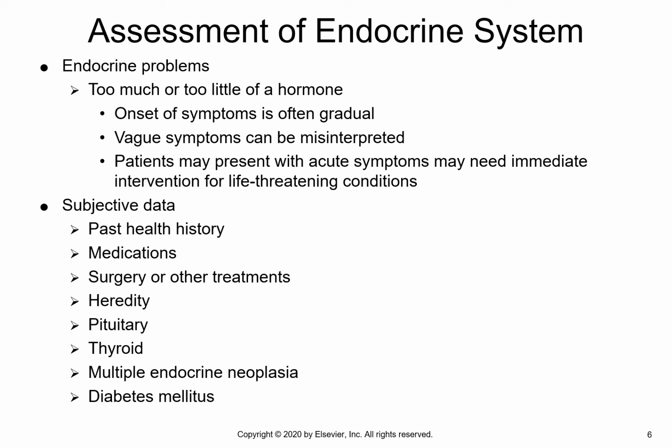So looking at subjective data, information obtained from the patient can provide important clues as to the functioning of the endocrine system. You will need to obtain a thorough history from the patient and/or caregiver if the patient's mental acuity is compromised.